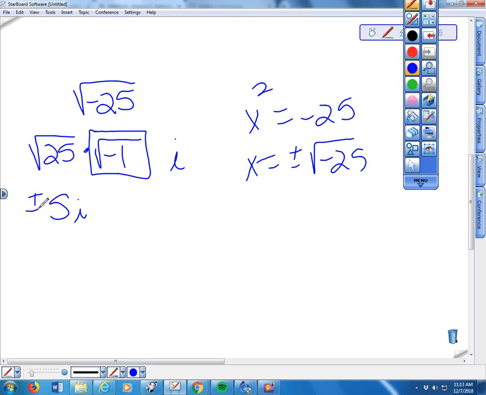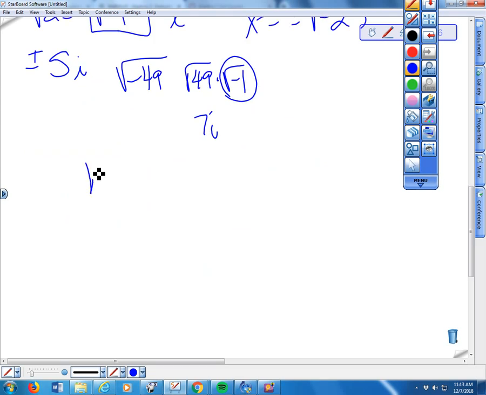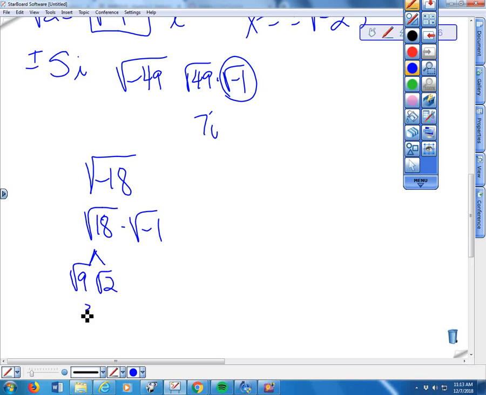Okay? Same would work for the square root of negative 49 as an example. Square root of 49 times the square root of negative 1. This is i, so it's just 7i. Same would work for the square root of negative 18. This is the square root of 18 times the square root of negative 1. Square root of 18 is the square root of 9 times the square root of 2, which is 3 square roots of 2. And then I have an i at the end. All you have to do, if you've got a negative inside, take the square root like you normally do and add an i to the end.